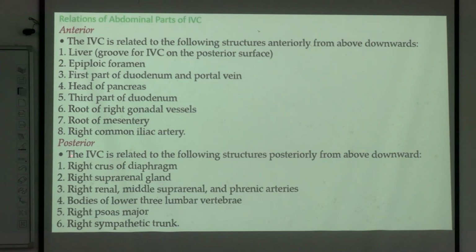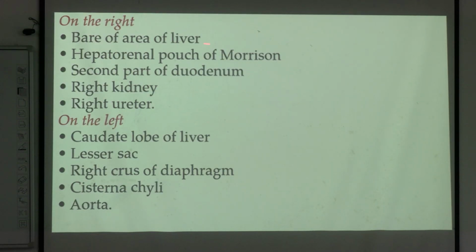This is posterior. The inferior vena cava is related to the following structures posteriorly from above downwards: right crus of the diaphragm, the right suprarenal gland, right renal, middle suprarenal and phrenic arteries, bodies of the lower three lumbar vertebrae, and right psoas major, right sympathetic trunk. This is the bare area of liver, hepatorenal pouch of Morrison, second part of the duodenum, right kidney, right ureter. On the left, caudate lobe of liver, lesser sac, right crus of the diaphragm, cisterna chyli, and aorta.